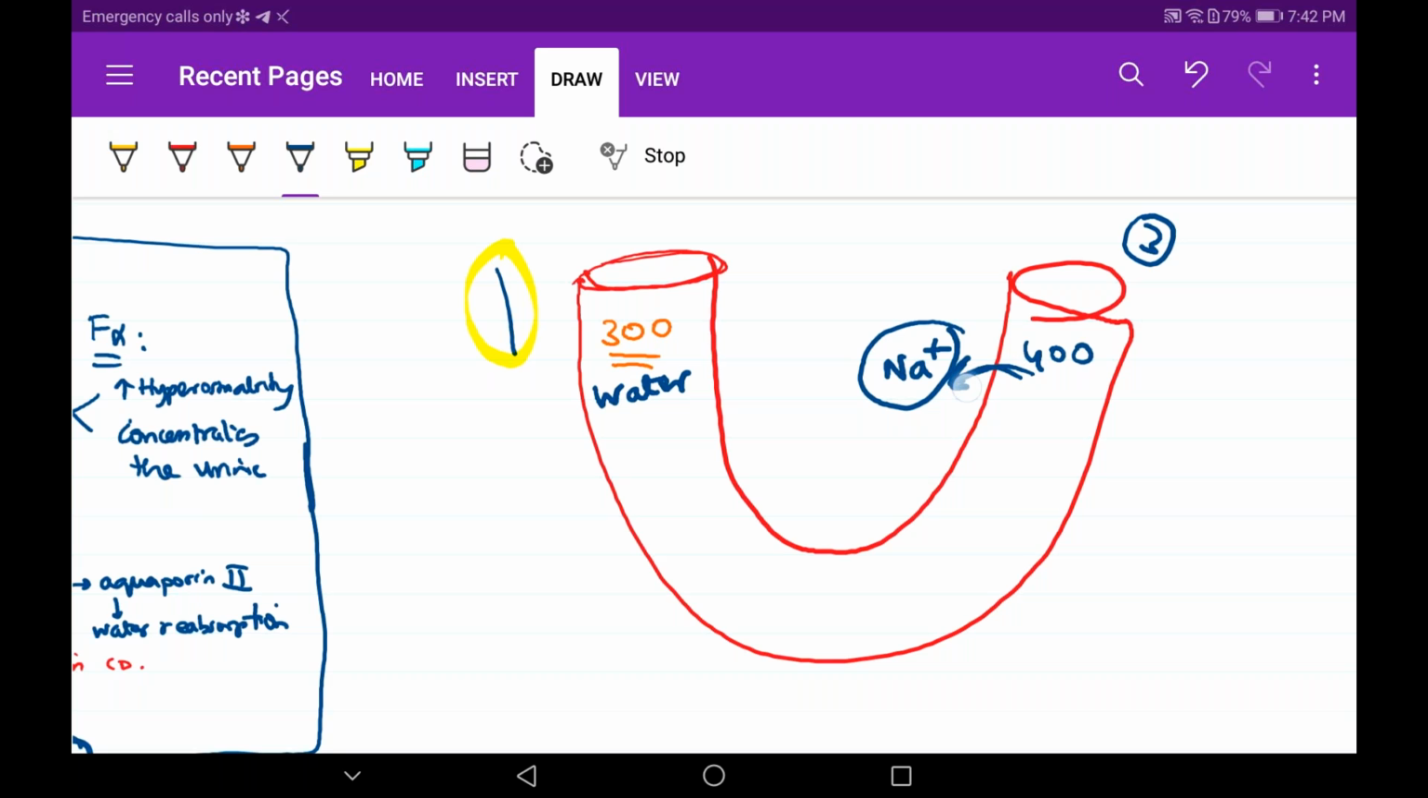So osmolarity is... okay. Never mind this. Again, I think I'm getting confused about that. Okay, do not focus on that.